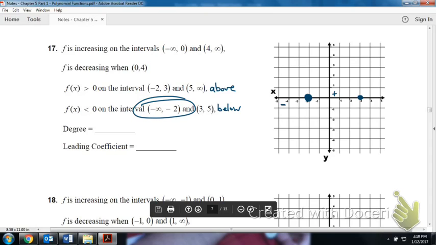From 3 to 5, again we're below. So from 3 to 5, on that interval, we're below. And then 5 to infinity, the very last one, we're above. So those are actually our roots. Where we are above and below those intervals show us our roots.